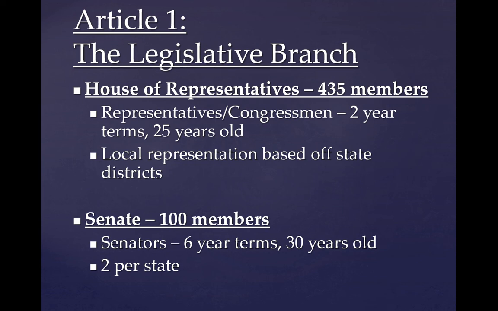So the Senate, in contrast, has 100 members, because remember, there are 2 per state, and there are 50 states, so there are 100 members today. Senators serve 6-year terms, and you need to be at least 30 years old to be a senator and have been a citizen for 9 years. And each state is going to get 2, as I just said.